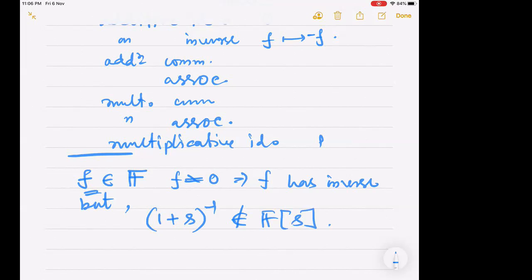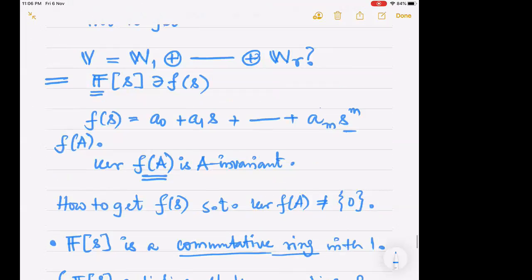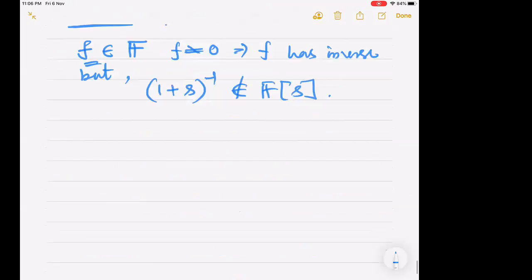For a polynomial, the degree is always finite. This number m in s to the m is always finite. When it goes beyond any bound, that's a power series, a formal power series, that's not a polynomial. Okay, right. So this is a polynomial ring. All right. There are other examples of rings also, like for example, the set of integers is a ring. It's a commutative ring with identity.